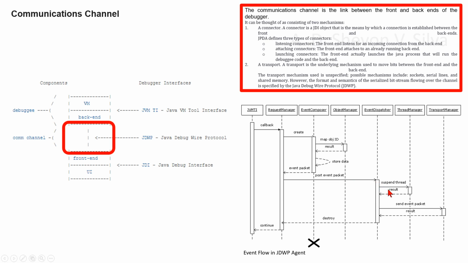The event dispatcher is connected to the thread manager via suspend thread, and the thread manager is connected to the event dispatcher via result, and the event dispatcher is connected to the transport manager via send event packet, and the transport manager is connected to the event dispatcher via result. The event dispatcher is connected to the request manager via destroy, and the request manager is connected to JVM TI via continue.